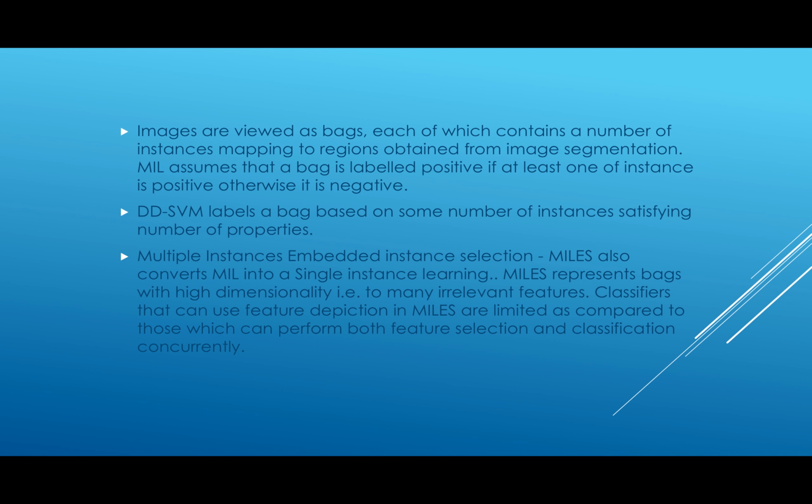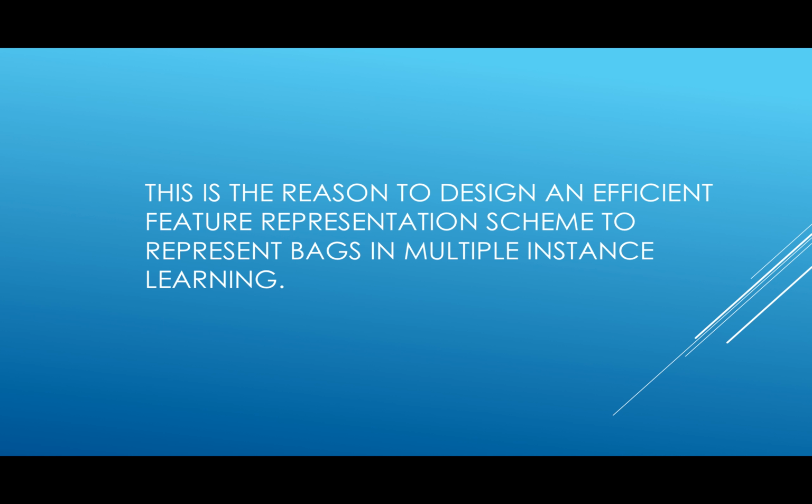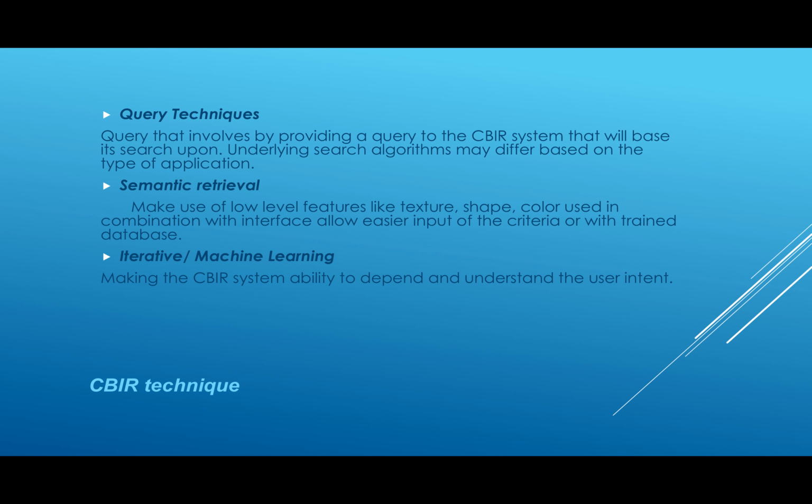There's one more, MILES. MILES also converts MIL into SIL. It represents bags with high dimensionality, that is, too many irrelevant features. Classifiers that can use feature depiction in MILES are limited as compared to those which can perform both feature selection and classification concurrently. This is the reason to design an efficient feature representation scheme to represent bags in multiple instance learning, which is MIL.